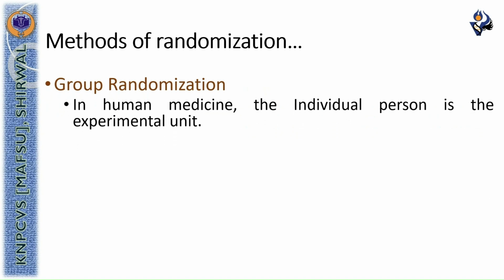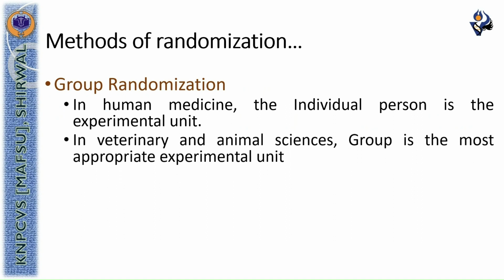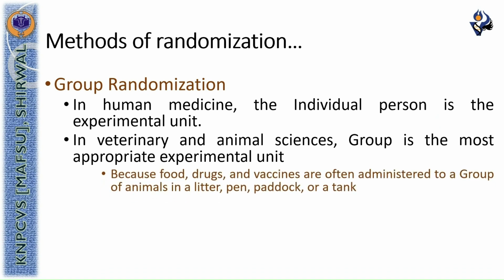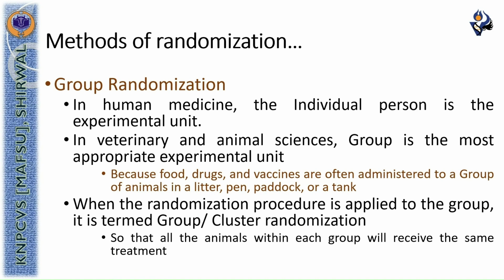In case of human medicine, an individual will be the experimental unit. However, in case of veterinary or animal sciences, group is the most appropriate experimental unit because food, drugs and vaccines are often administered to a group of animals in a litter, pen, paddock or a tank. Now when the randomization procedure is applied to the group, it is termed as a group or cluster randomization.